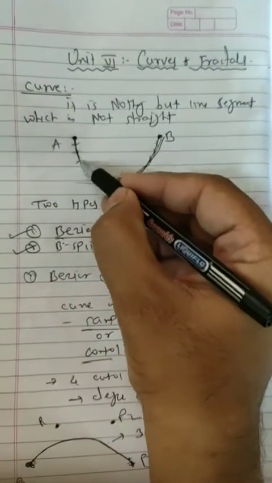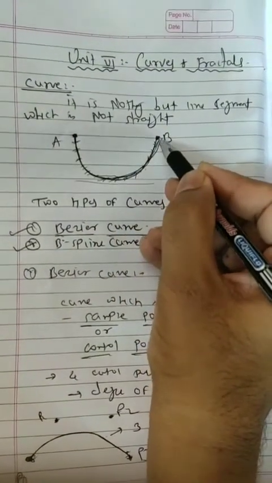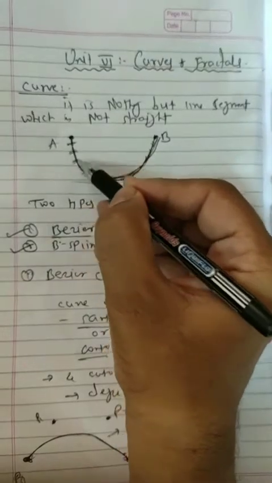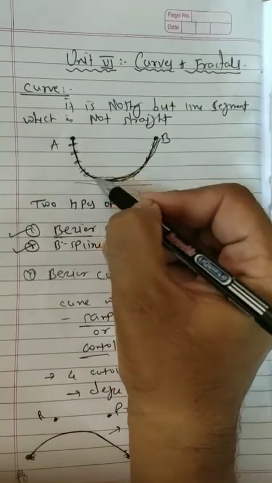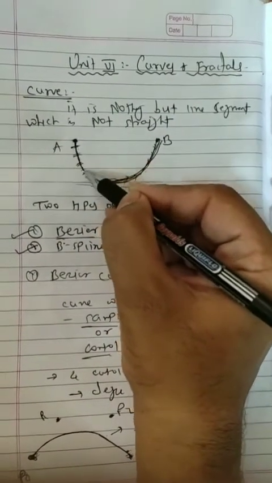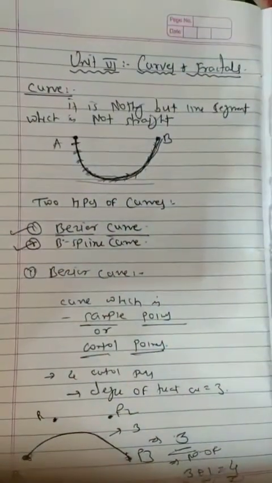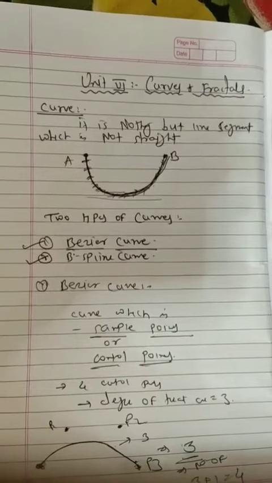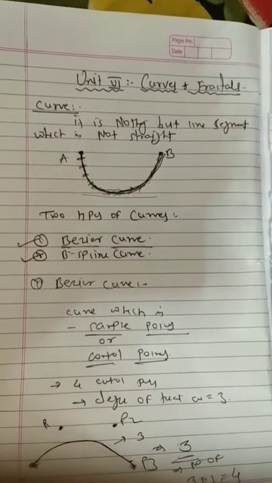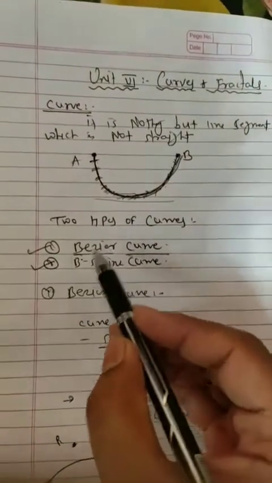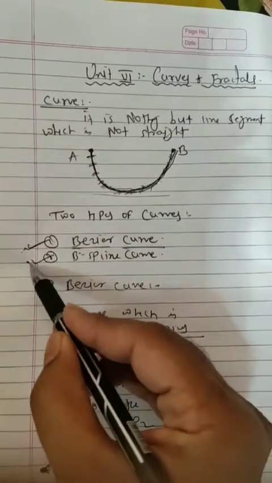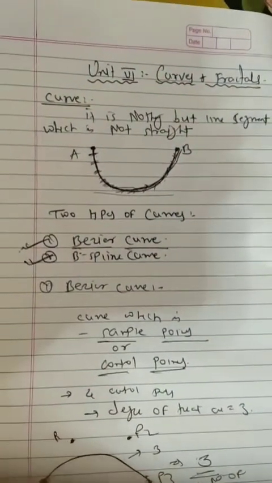This is nothing but one line segment between A to B, and we are finding intermediate points. After finding these intermediate points we join them, and then we will get one type of curve. Means a curve is nothing but one of the line segments. There are two types of curves. The first one is a Bezier curve, the second one is a B-spline curve.